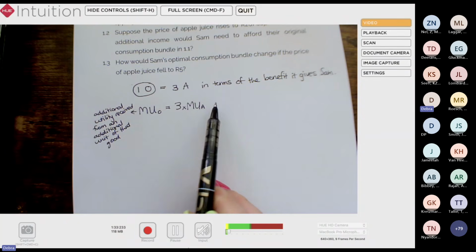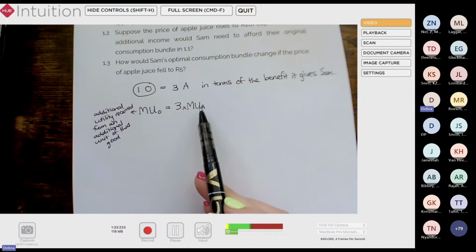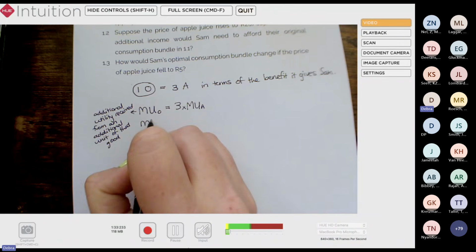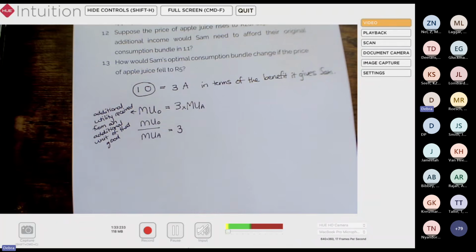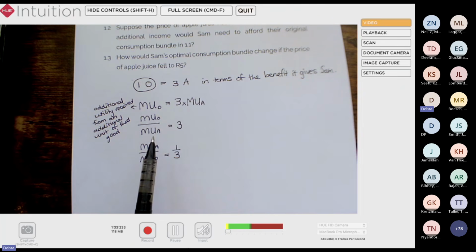And if I rearrange this slightly, I then get that the marginal utility of orange juice divided by the marginal utility of apple juice is then 3. The other way I could represent this is that the marginal utility of apple juice over the marginal utility of orange juice is 1/3. So this tells me that the relative benefit of a cup of orange juice is 3, and the relative benefit of a cup of apple juice is 1/3. So clearly this person prefers orange juice to apple juice.